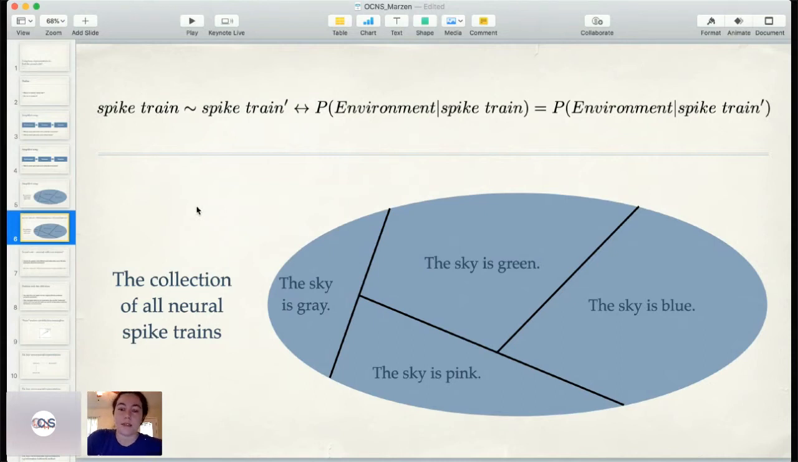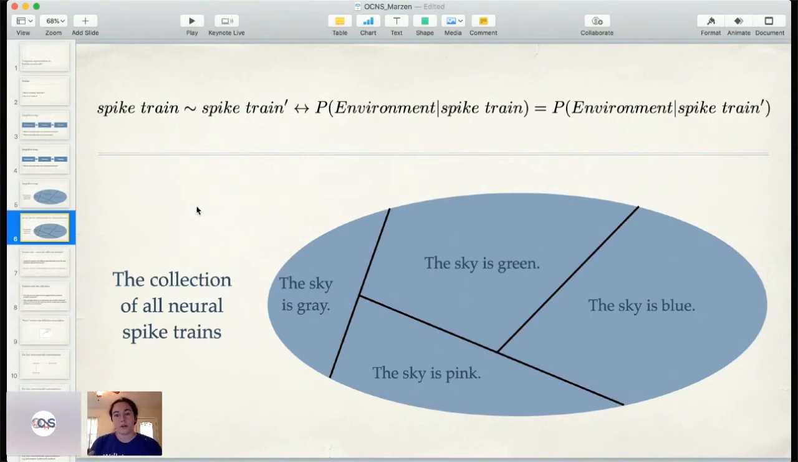This particular case was a case where these conditional probabilities had support on one object, but you could imagine a more complicated scenario where if you see this particular spike train, you have a 50% chance of the sky being green and a 50% chance of the sky being blue. And if that's true for another spike train, then for the purposes of a neural code, those two spike trains are essentially equivalent. If you distinguish between the two of them, you don't get any more information about the environment.